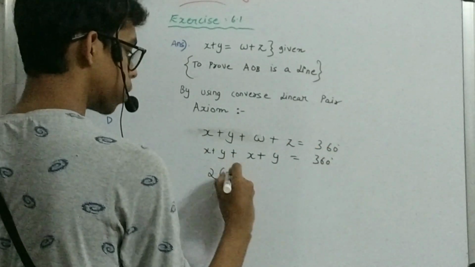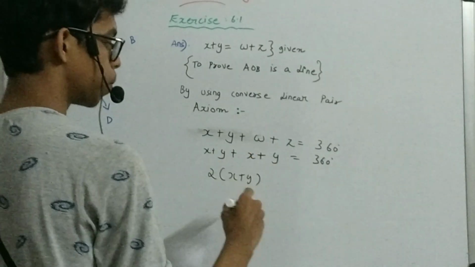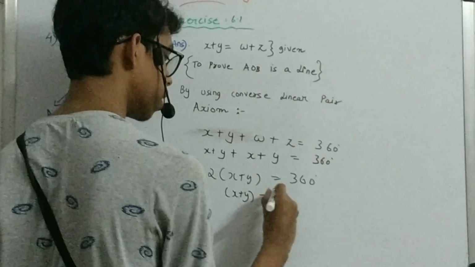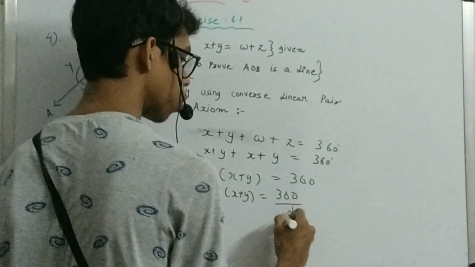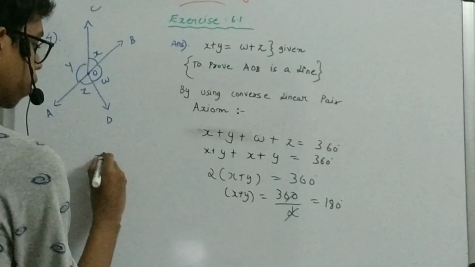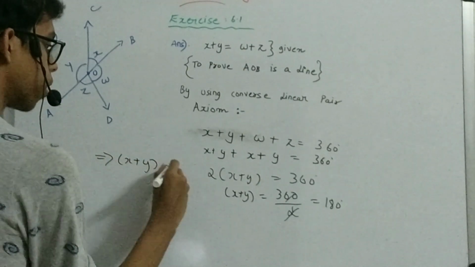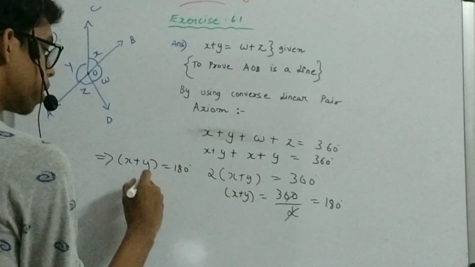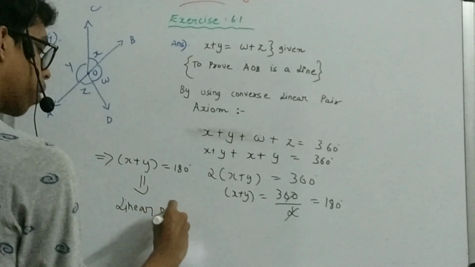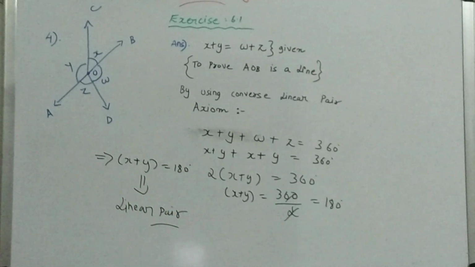So from here I can write twice of x plus y, since there are two of x plus y, is equal to 360 degrees. So x plus y is equal to 360 by 2. When you cancel, you will get 180 degrees. So we got the angle x plus y is equal to 180 degrees, which means that angles x and y together form a linear pair. Now since they form a linear pair, according to the converse of linear pair axiom, we can say that AOB is a line. I hope it is clear.